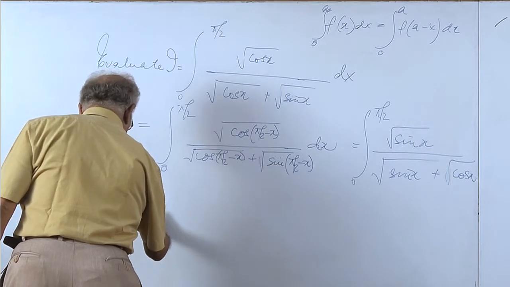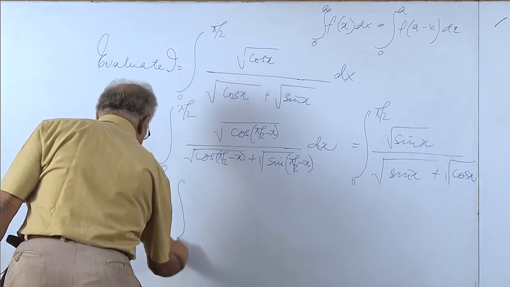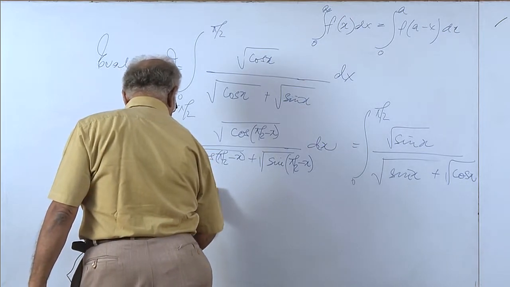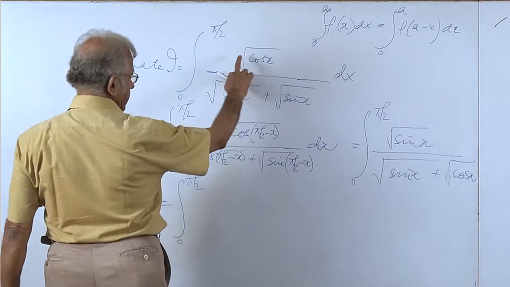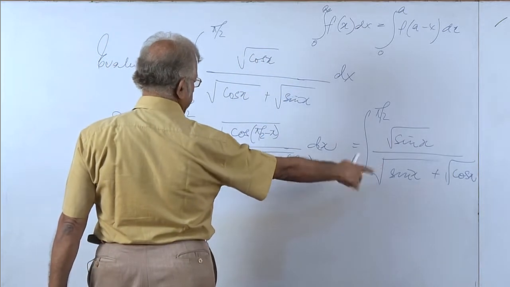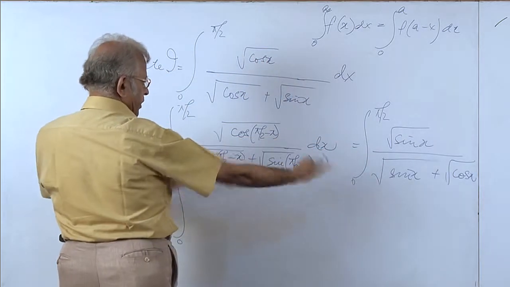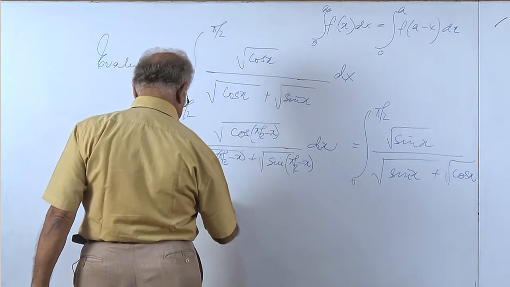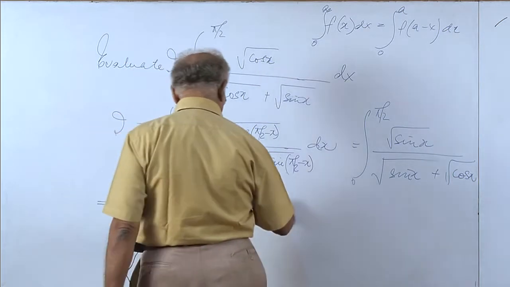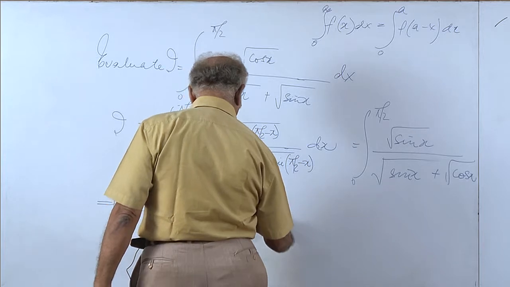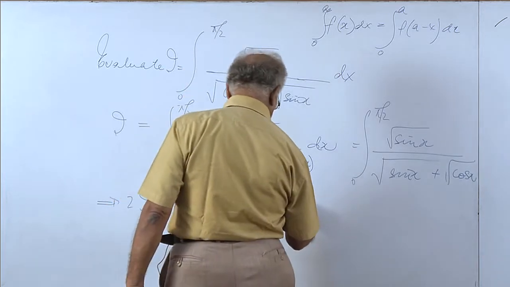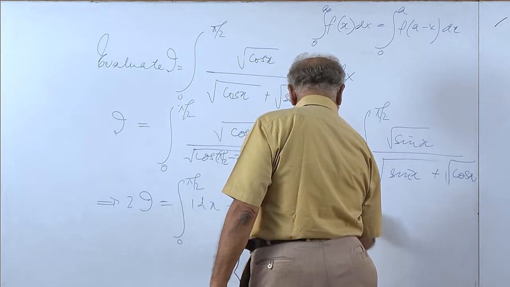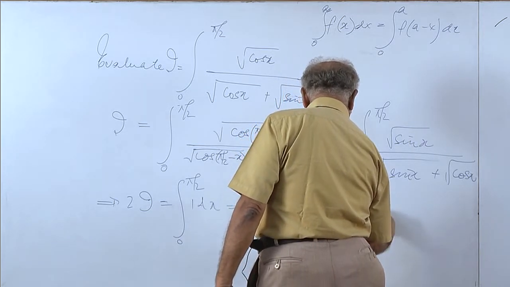2I as the integral 0 to pi by 2. When we add this and this, the numerators become the same as the denominators. So we get 1 dx, and that is nothing but pi by 2. This leads us to conclude that I itself is nothing but pi by 4.